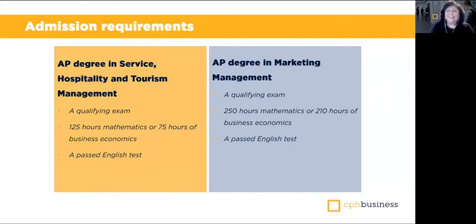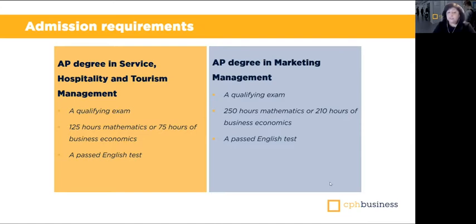Okay, I'm gonna talk about the admission requirements. If you're applying for the AP degree, the compulsory requirement is a qualifying exam. That will be your high school exam. I'm gonna come back to these points later in a minute.